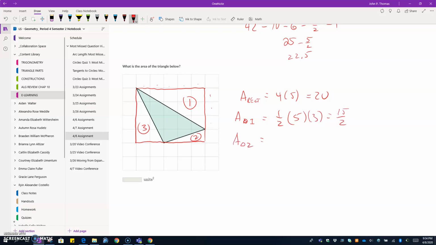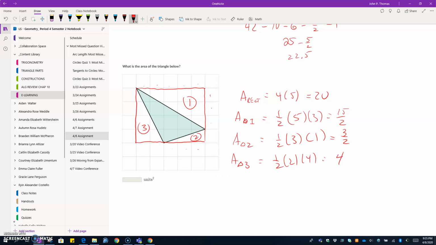Area of triangle 2. That's 1, 2, 3 across the bottom, 1 up, so 1/2 times 3 times 1, which is 3/2. And then area of triangle 3, which is going to be 1/2. I got a base of 2 and a height of 4. So that one's going to be an area of 4.